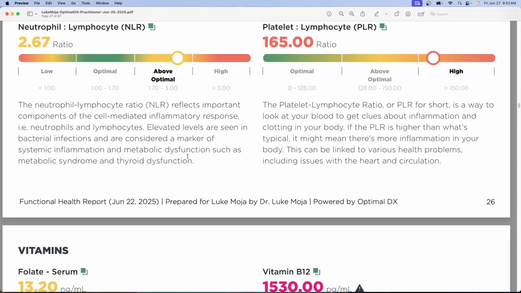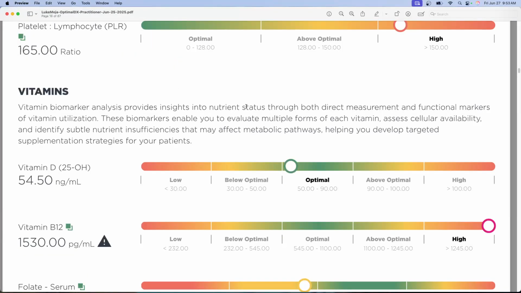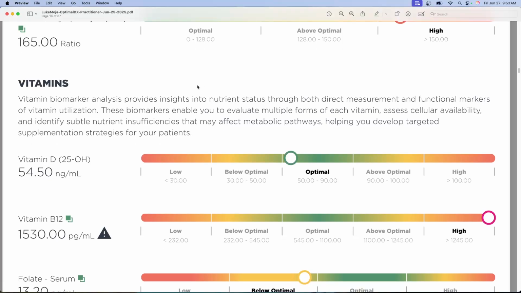We can click on that and see, it talks about these ratios here. Again, inflammation and clotting in your body. Inflammation there is pretty much the main thing. So definitely some inflammation going on, even though that C-reactive protein was good, which I'm happy to see. But with some of the other, more immune types of inflammation, there appears to be something going on.